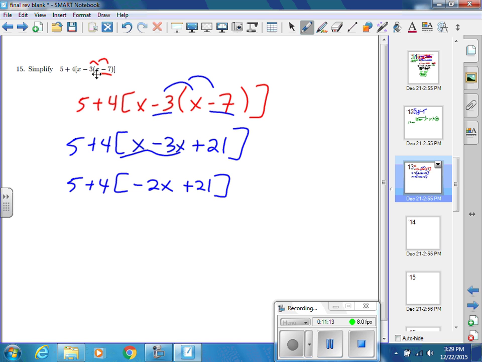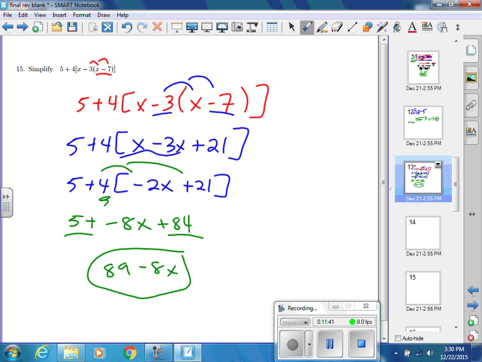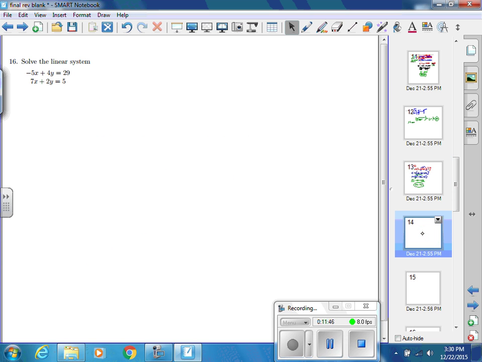Moving outwards means the 4 is going to come in and get multiplied. So you get 5 plus, this becomes negative 8x. It's okay to have the plus negative 8. And then 4 times 21 gives me plus 84. It's getting kind of big, but it's okay. Now I have some like terms, 84 and 5. Put them together, I get 89 minus 8x. Easy. Or you can have minus 8x plus 89, either one's fine. I'm going to stop here. I'm going to start on the next one for the linear system.